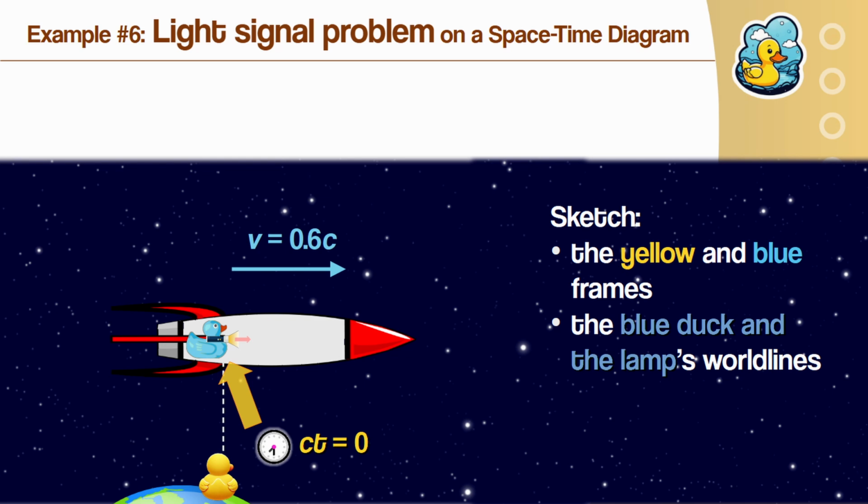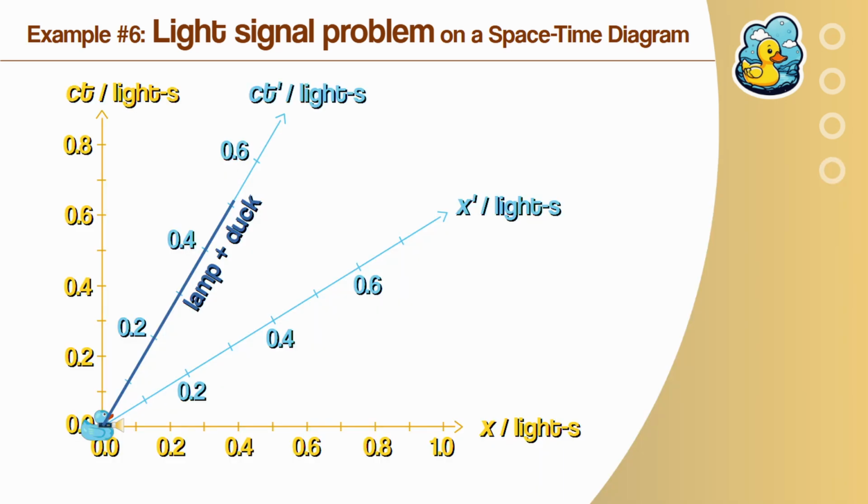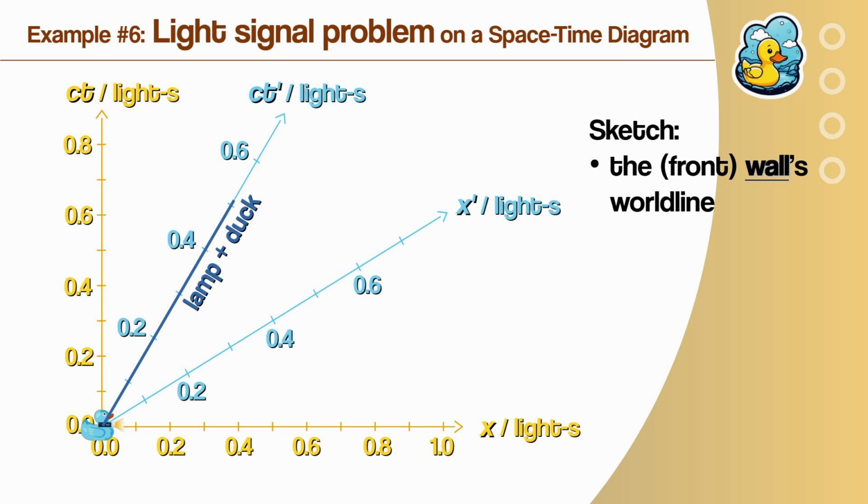The horizontal axis is x, and the vertical axis is ct. Then, since the spaceship is moving, its axes are slanted. Place the lamp and Blue Duck at the origin. They will move to the right along the ct- axis. Now the wall is moving forward at the same speed as the spaceship, of course, which means at rest in the spaceship frame, so its world line is a straight line, tilted just like the spaceship's time axis. And the light pulse travels forward at speed c, so it's a 45-degree diagonal line starting from the lamp.